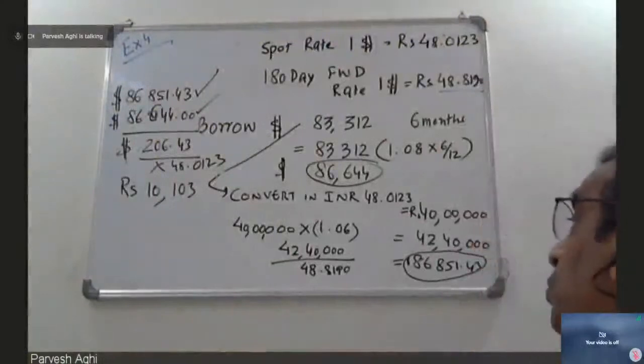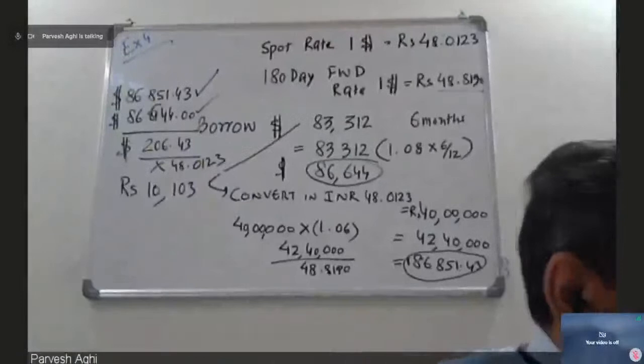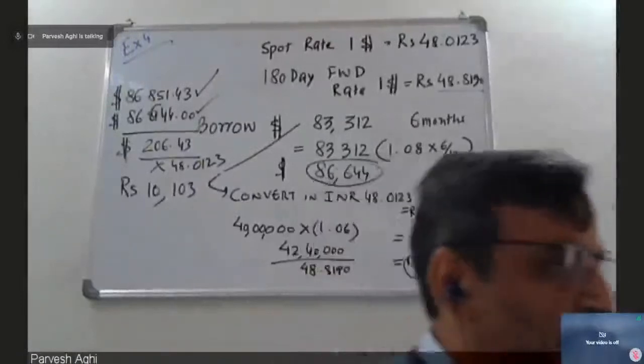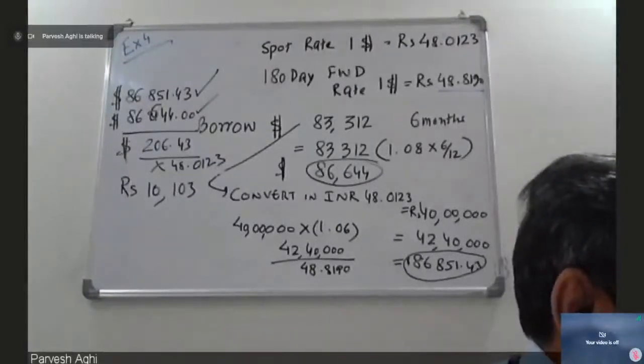So your gain is 206.43. Oh yeah, 206.95 is the right one. Okay, maybe I have made some calculation mistake. So Shikhar Rastogi, your answer is absolutely right. 206.95.